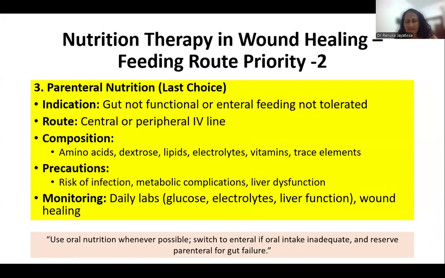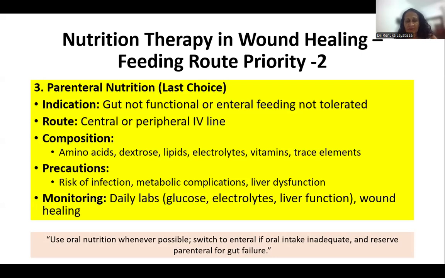There are amino acids, dextrose, lipids, electrolytes, vitamins, trace elements, or sometimes all these things are together in one mixture. So there are different ways of being, whatever things are available, whatever is feasible, you have to select it.